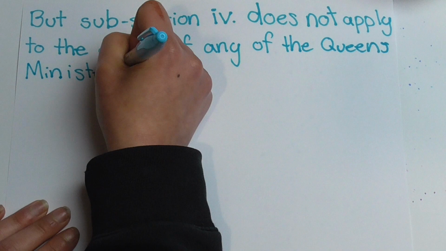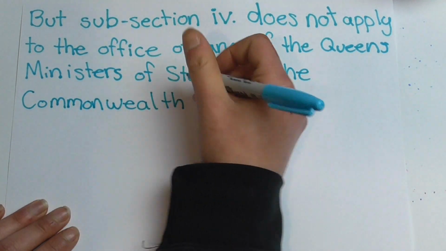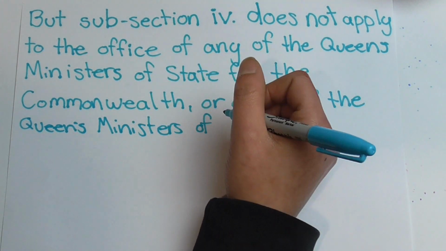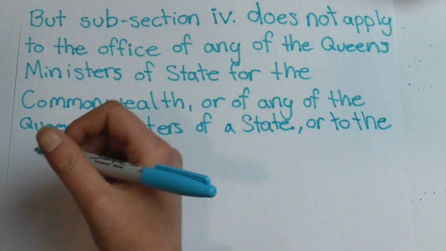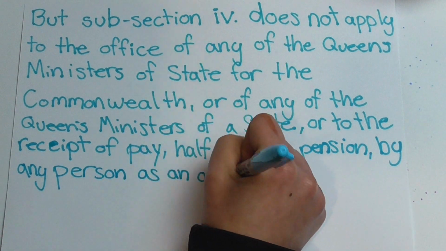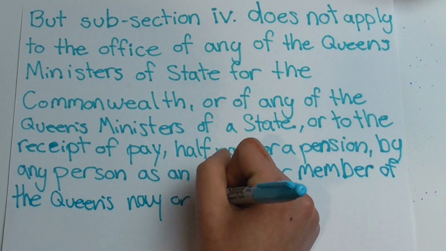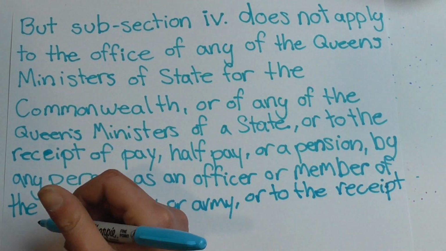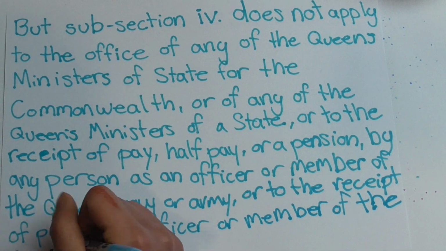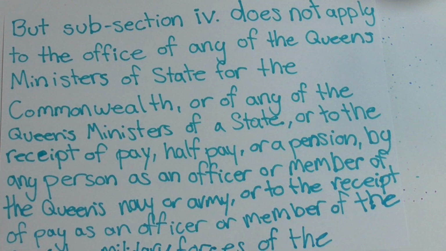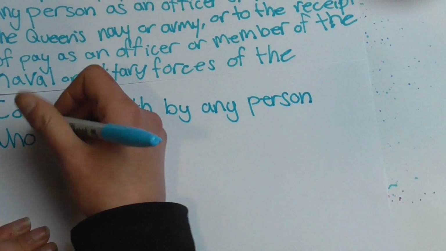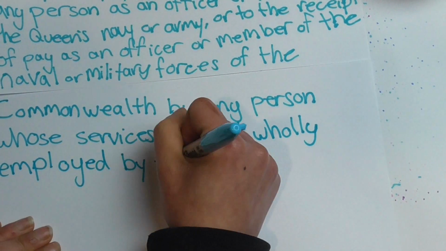Alright, and the final bit of Section 44, but subsection 4 does not apply to the office of any of the Queen's Ministers of the State of the Commonwealth or of any of the Queen's Minister of a State, for the receipt of a pay, half pay, or a pension by any persons as an officer or member of the Queen's Navy or Army, or to the receipt of pay as an officer or member of the naval or military forces of the Commonwealth by any person whose services are not wholly employed by the Commonwealth. And that word salad there, I'm pretty sure just means, but doesn't apply to you if you're in the military. You can still do it in more words or less.